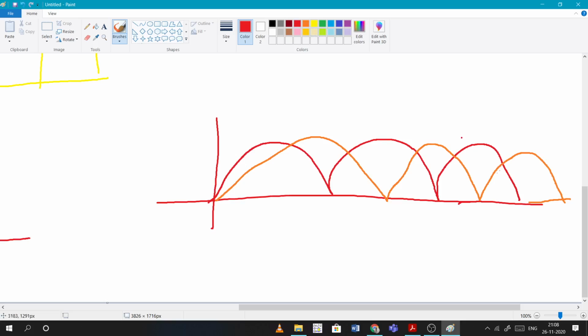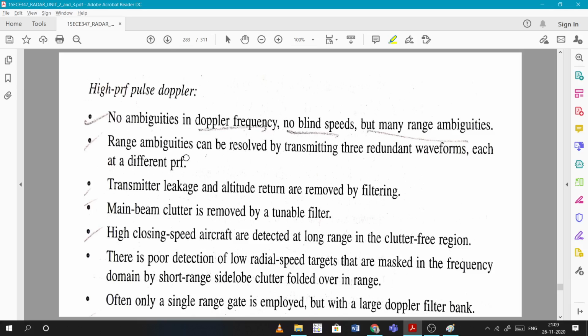Sometimes what happens, this might converge somewhere, but within this Doppler space there is no ambiguity, because when this becomes zero, this signal is there, another signal. So basically one will counter the other. When this orange is zero, this red is there. So that's what he's saying. Different PRFs actually. So range ambiguities can be resolved by transmitting three redundant waveforms, each at a different PRF.